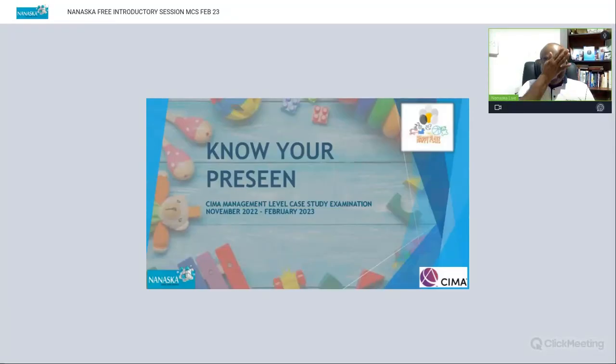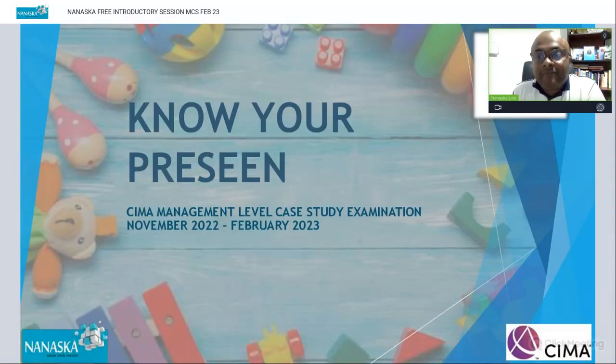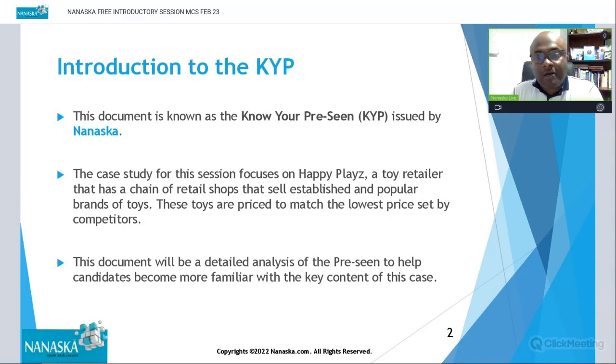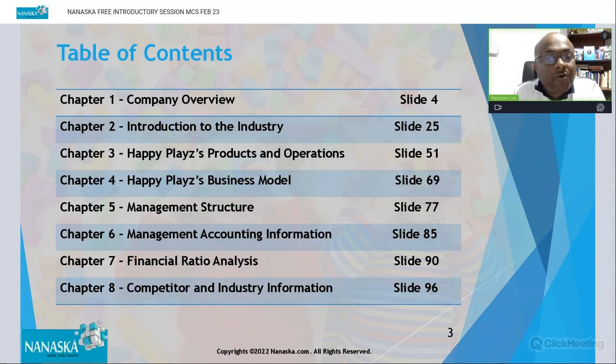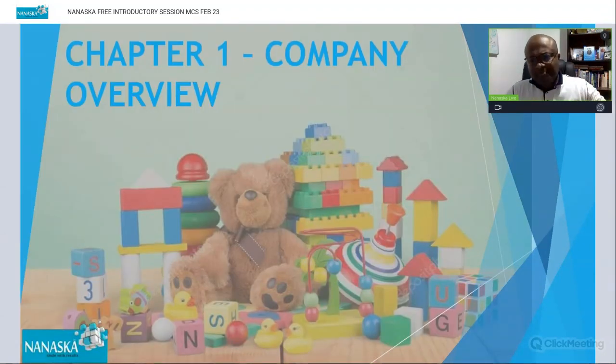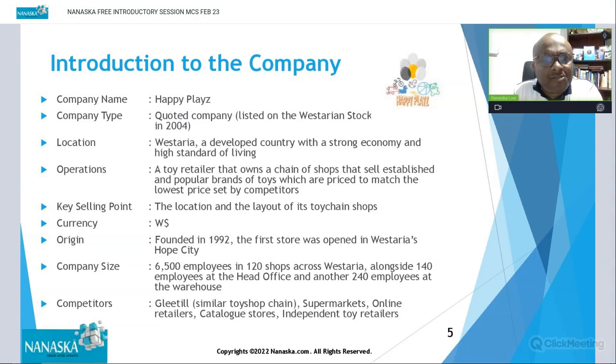First of all, you should watch the videos available for the KYP, for the management level case study for February 2023. There is a KYP available, which you can see on the screen now, right? KYP stands for Know Your Pre-Seen. There are 8 mini chapters available. This goes into 112 slides, but it will be fun because you're going to learn one by one slowly.